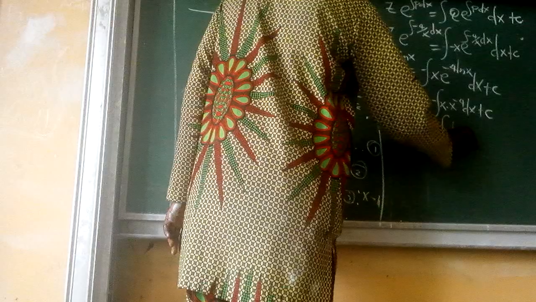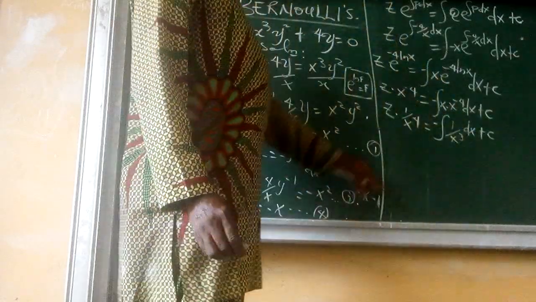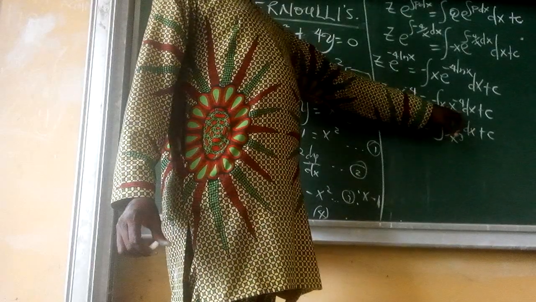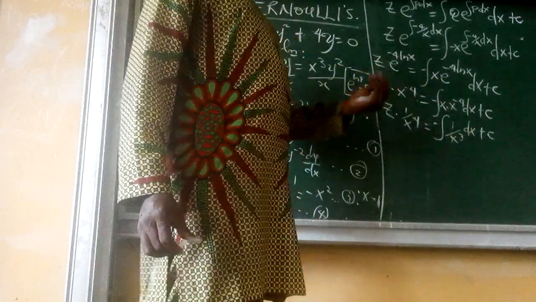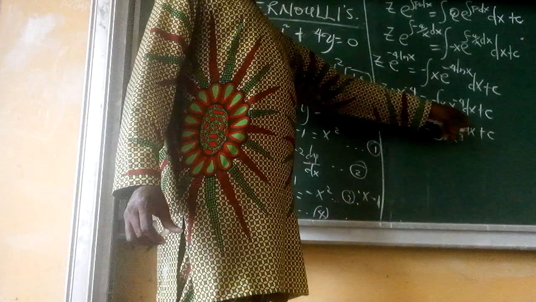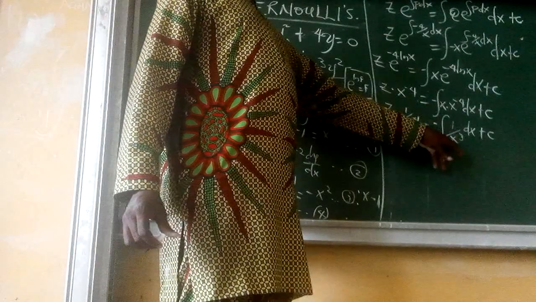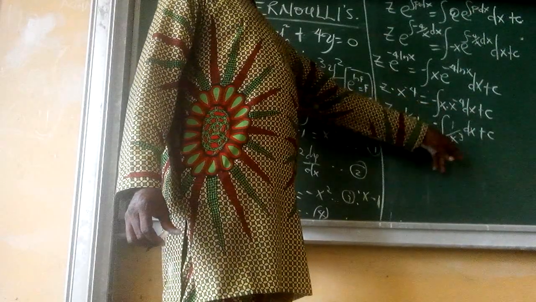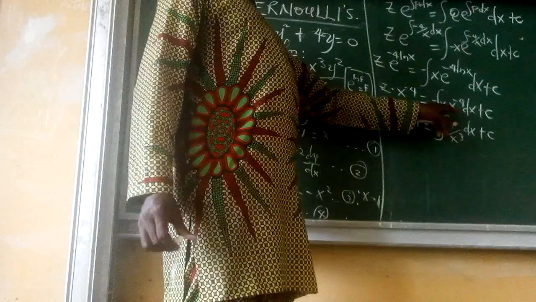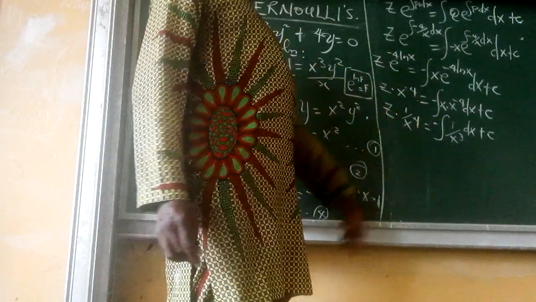x raised to the power 3 differential x plus c, because this is x over x raised to the power 4 by reciprocal law. So this simply gives us this expression, because x over x raised to the power 4 gives us 1 over x raised to the power 3. This is x over x raised to the power 4, so when you cancel out, you have it.